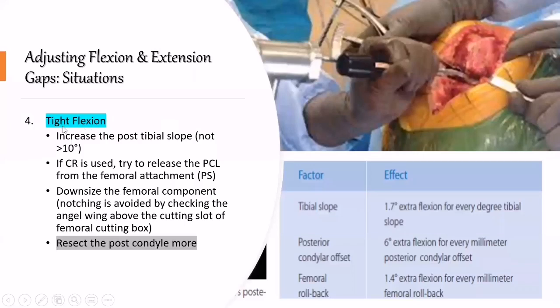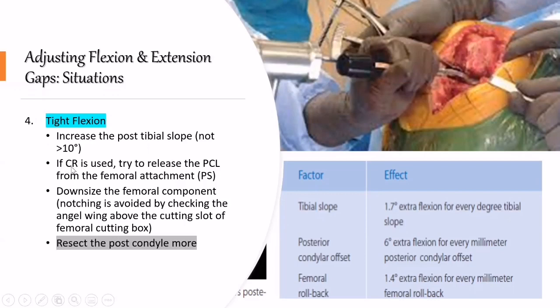What we have in another situation is tight in flexion. Tight in flexion, there is a low flexion gap, which means that we have to increase it. To increase the flexion gap, we have four priorities. First of all, check the tibial slope. If the tibial slope is very low, increase it, but do not increase more than 10 degrees, as the effect of the tibial slope is that 2 degrees of flexion will affect every 1 degree of the posterior slope.